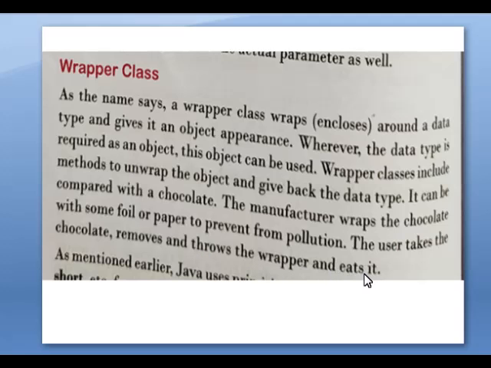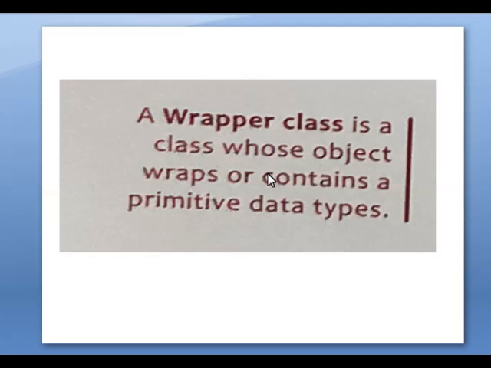So with the wrapper class, here also the data type is required as an object. The object can be used. Wrapper classes include methods to unwrap the object and give back the data type. Now we are going to see the definition of what is the wrapper class. It is a class whose object wraps or contains a primitive data type. Okay, this is the definition of a wrapper class.